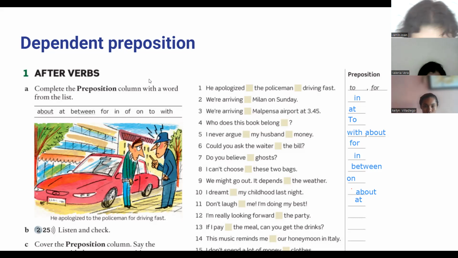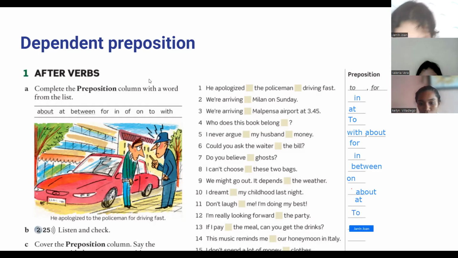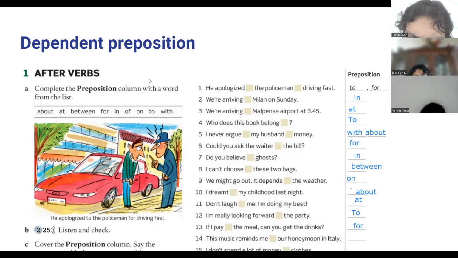Kaylin, 14. Okay, this music reminds me about our honeymoon in Italy. Our honeymoon. You said, what did you say? About. Okay, and what do you say, guys? Reminds me about. Of, exactly. Please, can you help me? Of. Number 15.